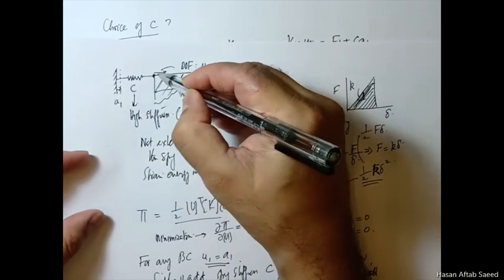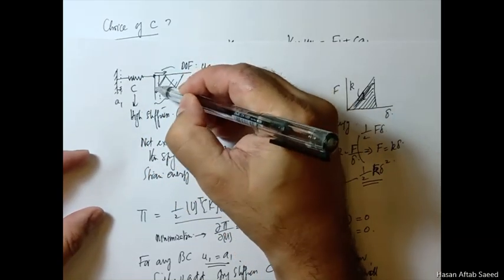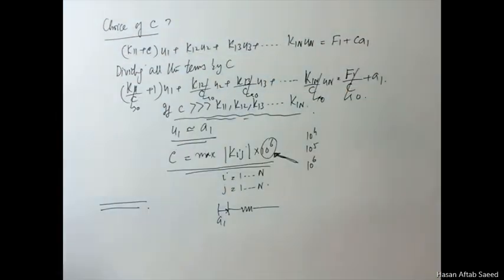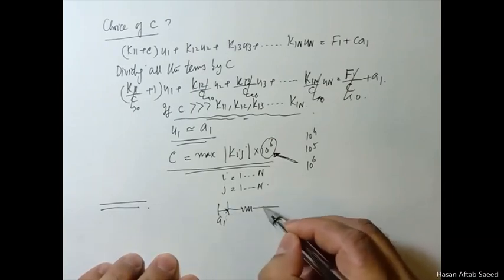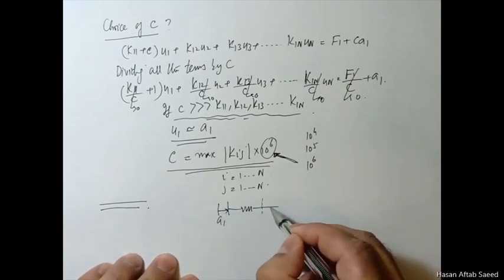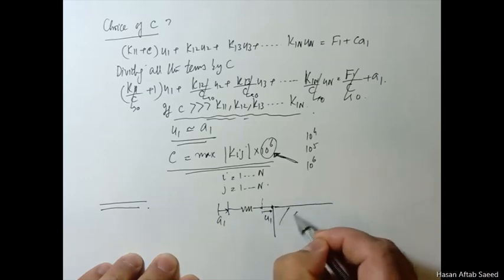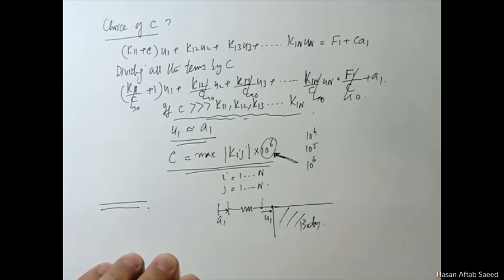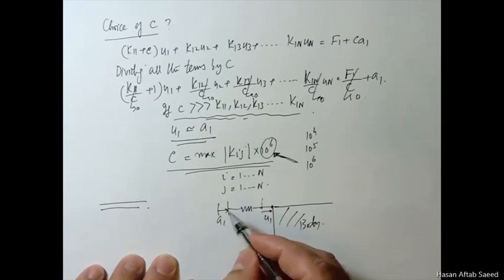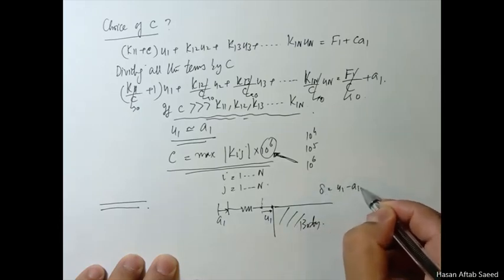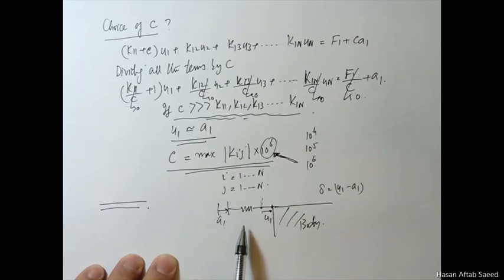because if this moves here, then this also moves here, and this is your U1, which will be slightly different from A1. So if I apply it here, then the original was this point, but now when it moves here, this point moves to this, and this is your body. Now the deflection here, the extension will be U1 minus A1.